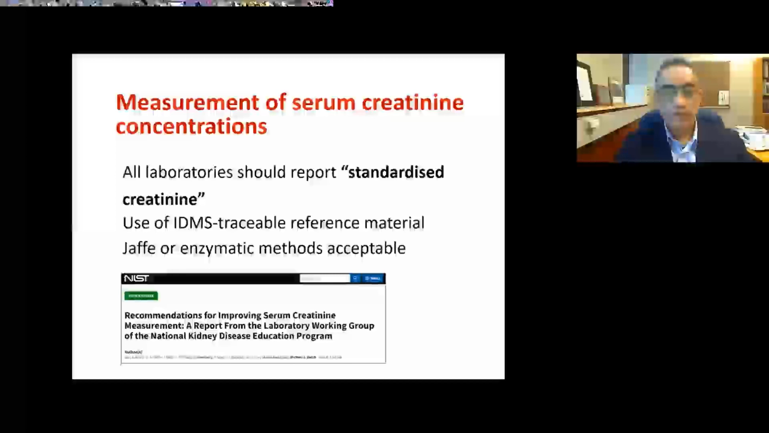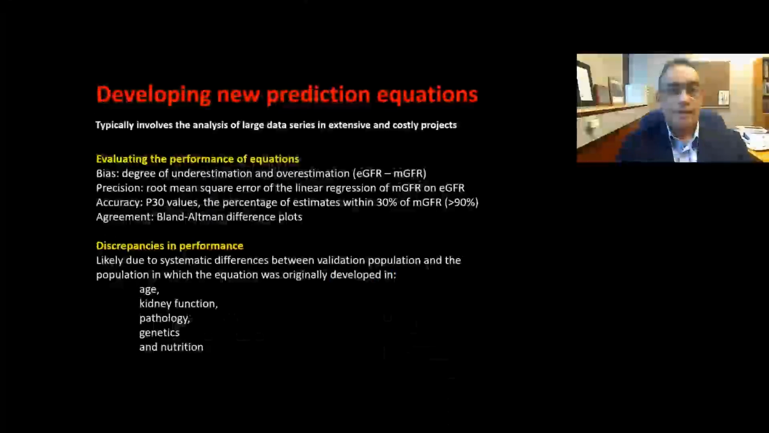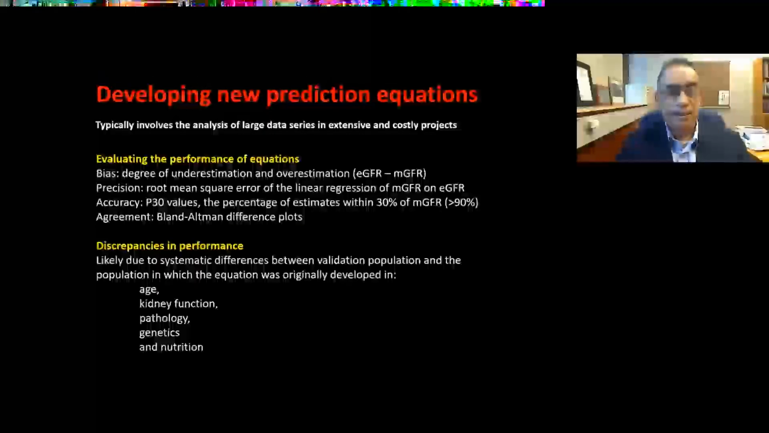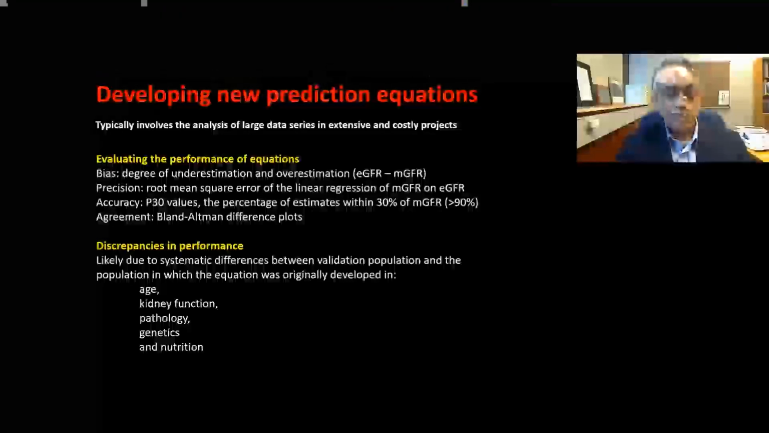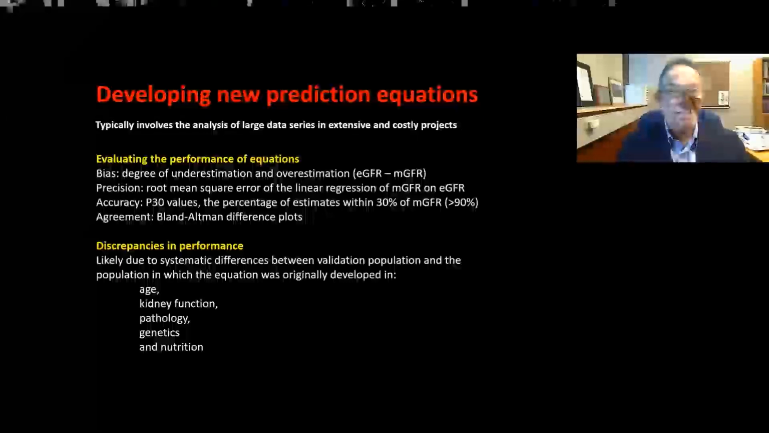Now, when a new prediction equation is developed, this usually involves a large, expensive project, and this is where these equations are derived. Their performance then, especially their performance in other populations, needs to be evaluated, looking at things such as bias. In other words, by how much does the estimated GFR under or overestimate the real GFR? Are the equations giving us precise estimates? In other words, is there much scatter of repeated measurements?